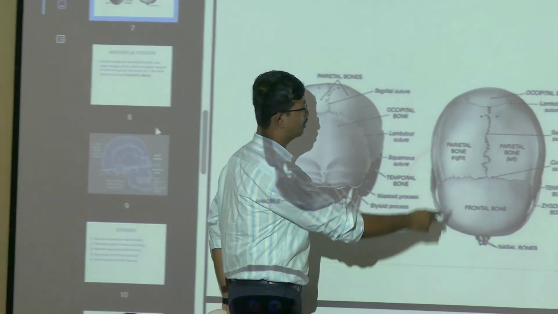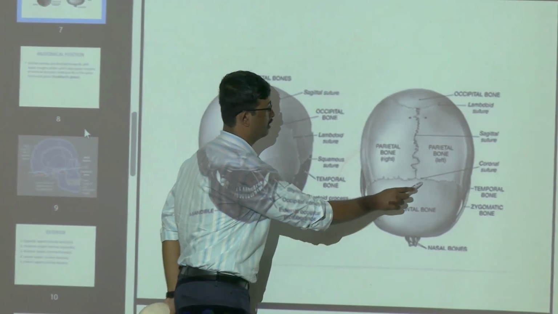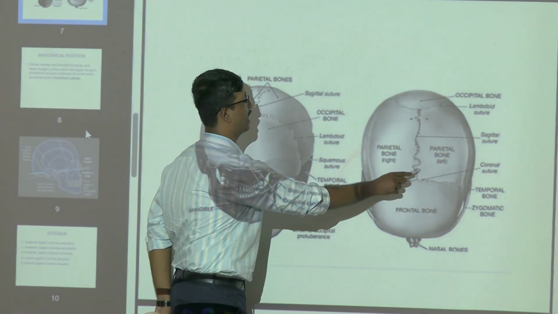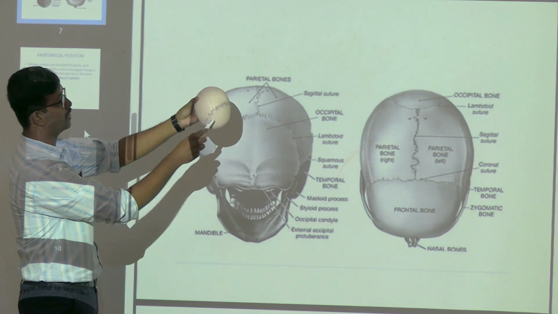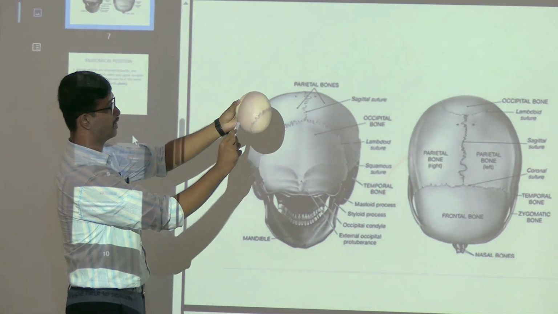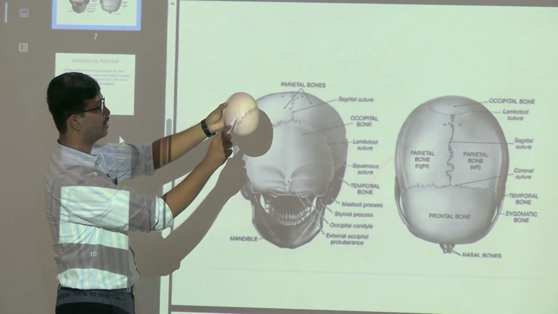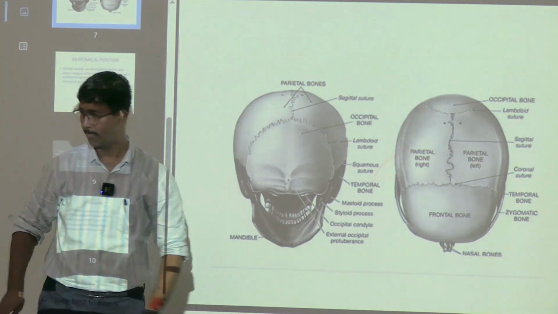And this portion is known as your bregma. Just for knowing purposes, this is known as bregma. In between the frontal suture, coronal suture and sagittal suture, this junction is known as bregma.